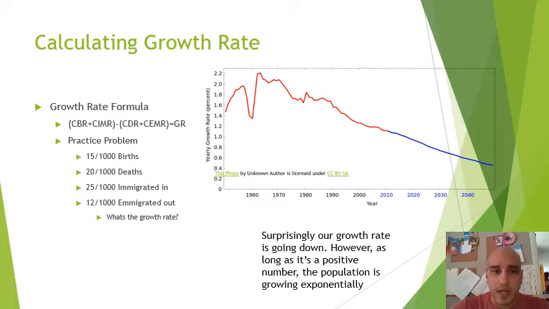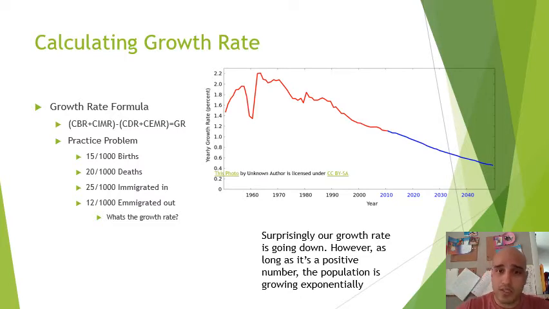So if you could take a minute right now and try to solve this question right here. I have to add the births, and add the people immigrating into the country, so we have 25 plus 15, which is 40, and then we're going to subtract 20 and 12, which is 32. So 40 minus 32 is 8. 8 over 1,000, we're going to move the decimal over 1, and so our growth rate here is 0.8%. Now you may not think that's a big number, but 0.8% of 7.4, 7.7 billion people, that's significant growth.